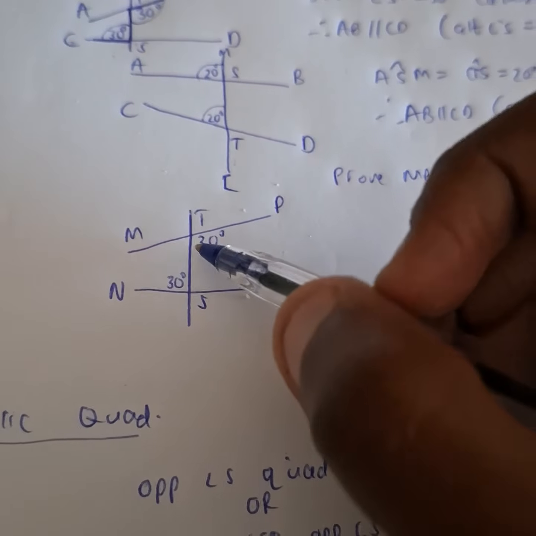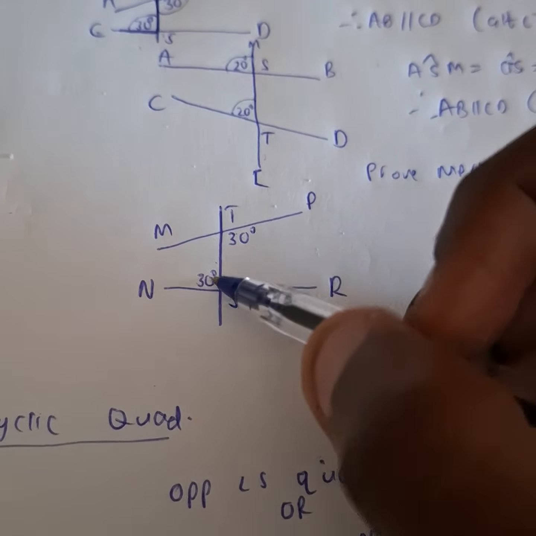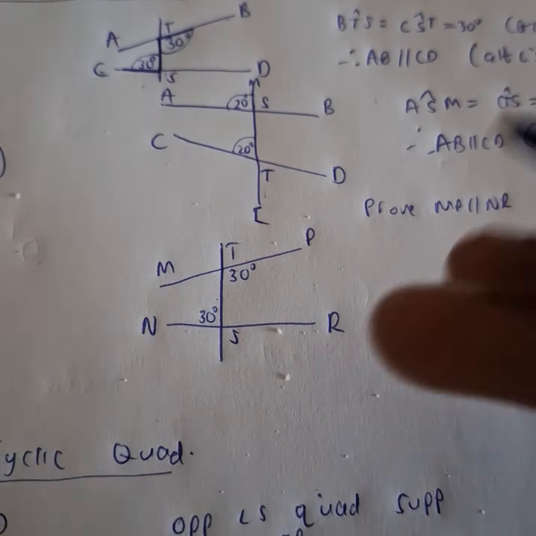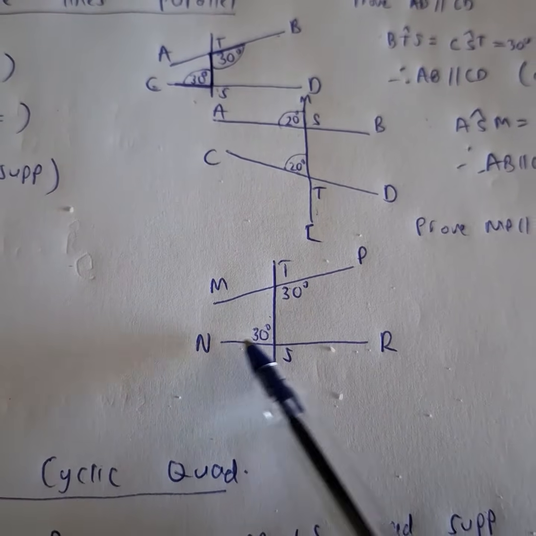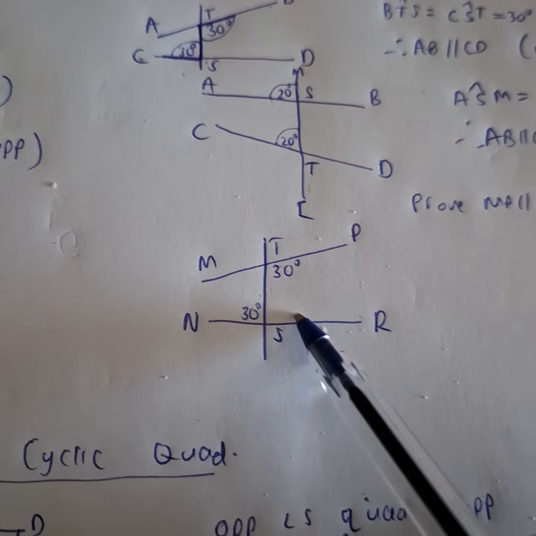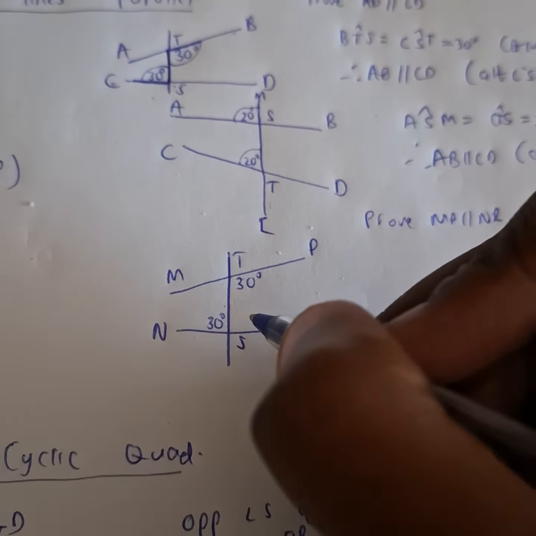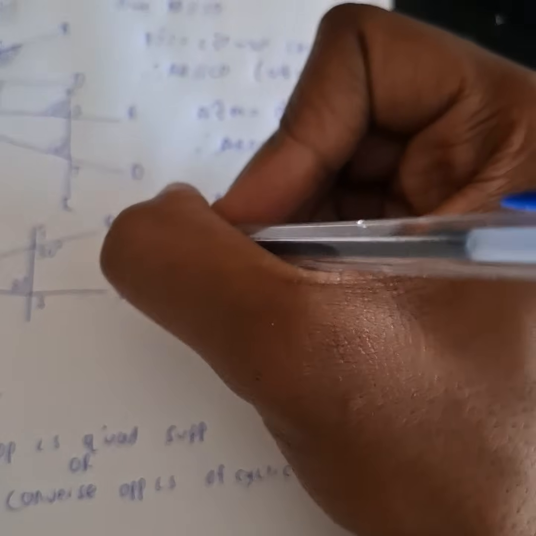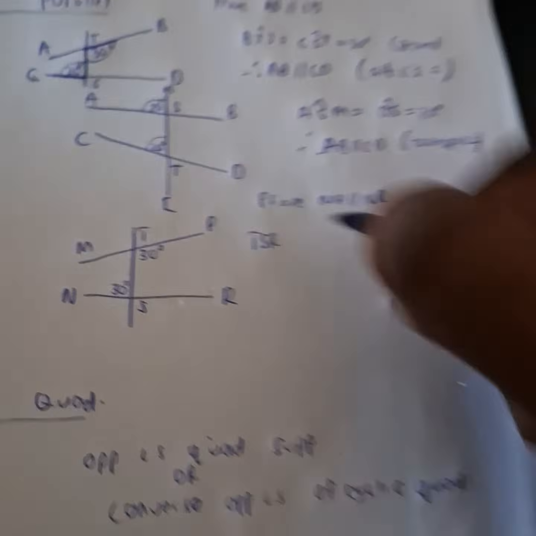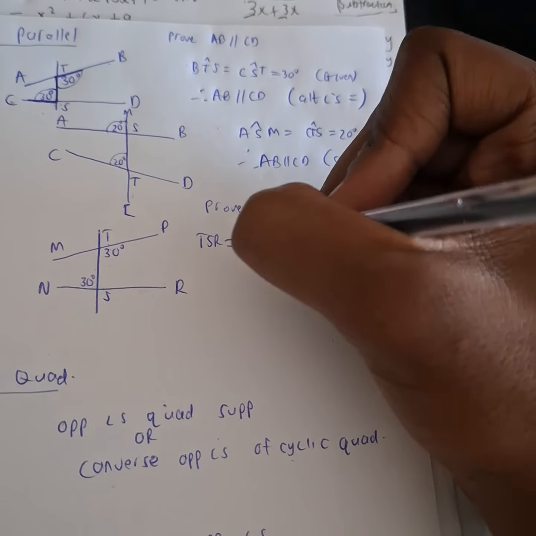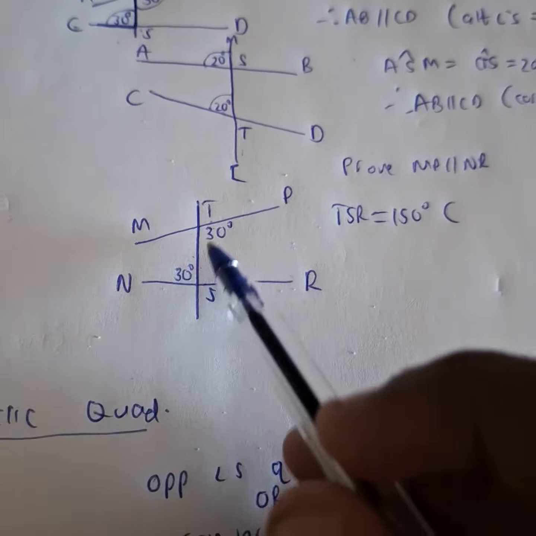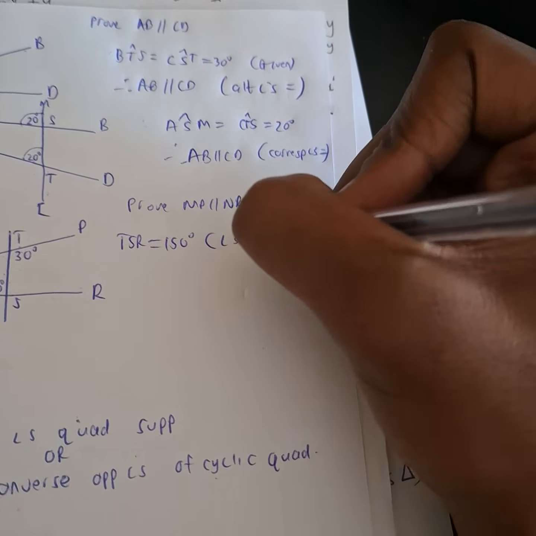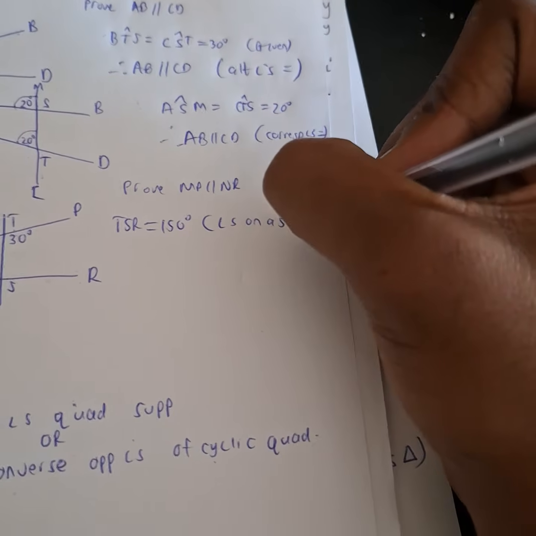So I know this 30 and this 30 give me alternate angles, and I could use alternate angles are equal to prove that those lines are parallel. But let's just take it up a notch. NSR is a straight line. So what I'm going to do is find angle TSR. TSR, we'd all agree, is equal to what? 150 degrees. Why do I say TSR is equal to 150 degrees? It's because angles on a straight line.